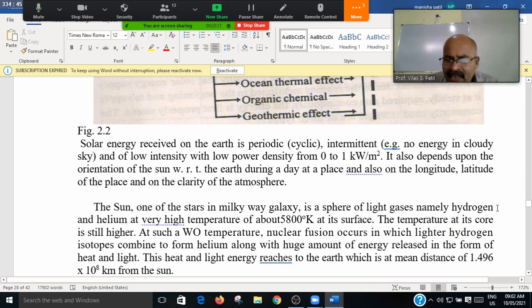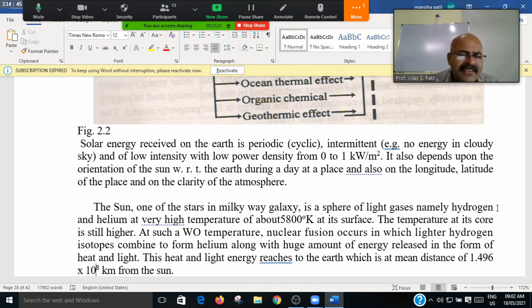Okay, the solar energy received on the earth is periodic or cyclic. It is intermittent, for example, there is no energy in a cloudy sky.